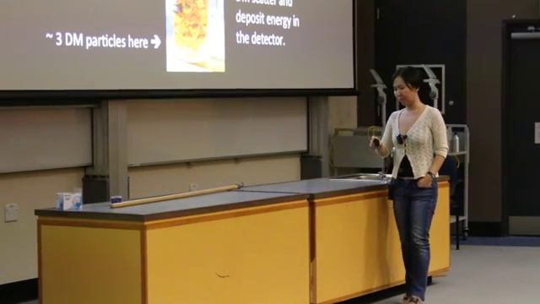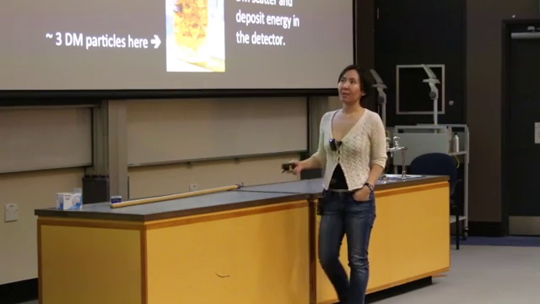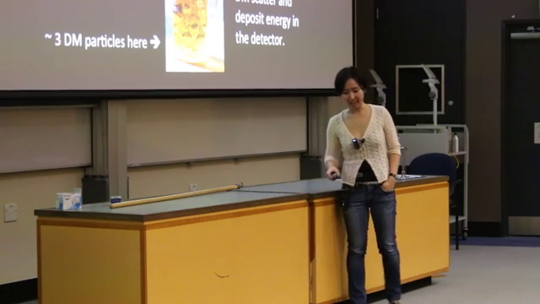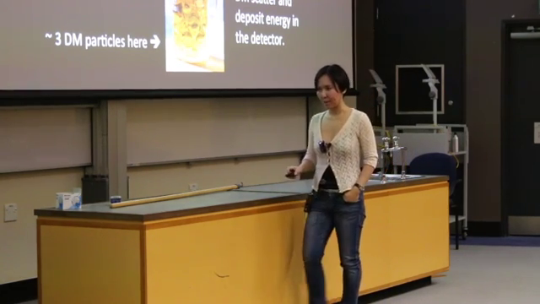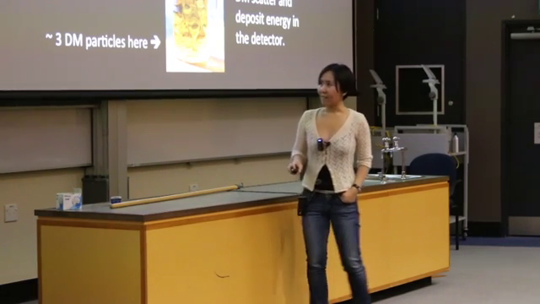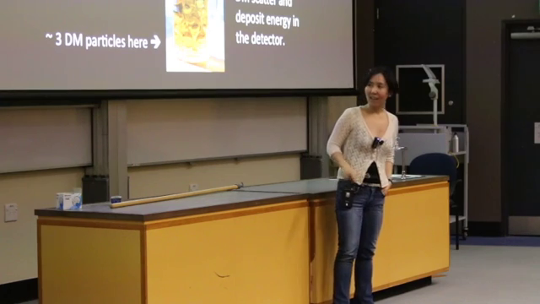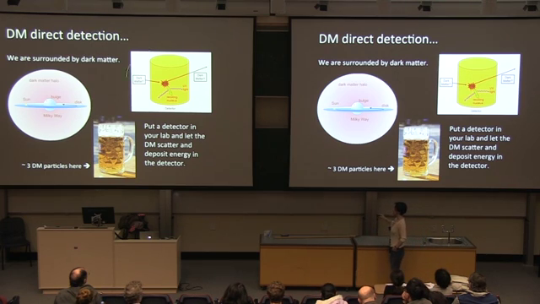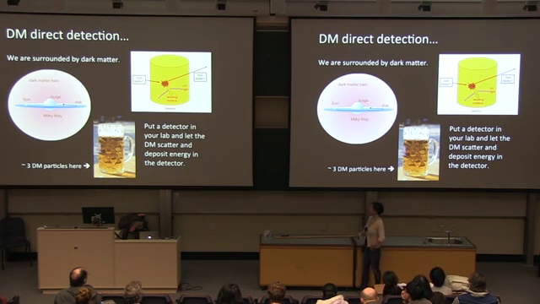And this is a reasonable thing to think about, because after all, we do think that we're living in the dark matter halo. This is from most structure formation theories. We also have a lot of observational evidence that we are living in a dark matter halo. So we're surrounded by dark matter. And in fact, if you take a glass of beer that's about 1 liter, there are probably about 3 dark matter particles in there. So what you can do is to just put a dark matter detector in your laboratory, and then wait for a dark matter particle to come scatter off the stuff inside your detector, and it will deposit energy in your detector, and thereby you can detect the dark matter particle.